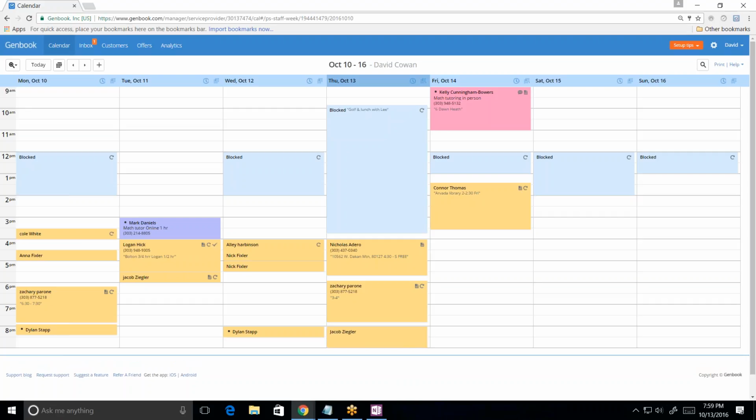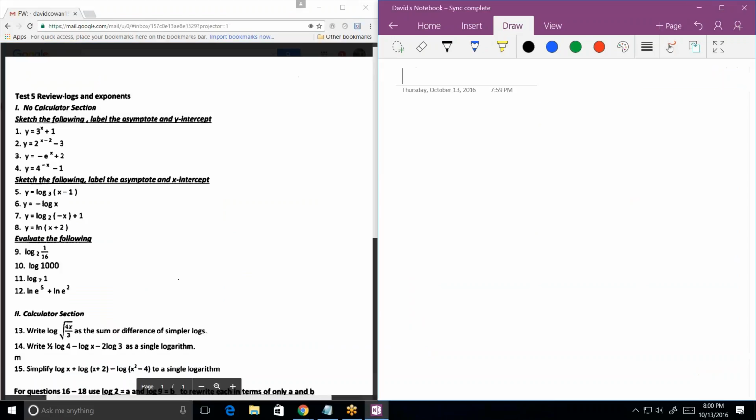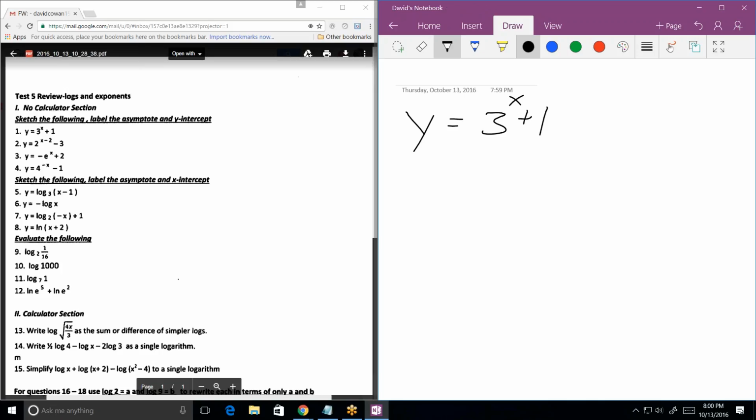So, all right, let's have a look at some of these problems here. You want to start at the beginning? Do you need to start at the beginning, or do you want to start? Let me just review two from each set. Sure. Let's look at one. y equals 3 to the x plus 1. Okay.